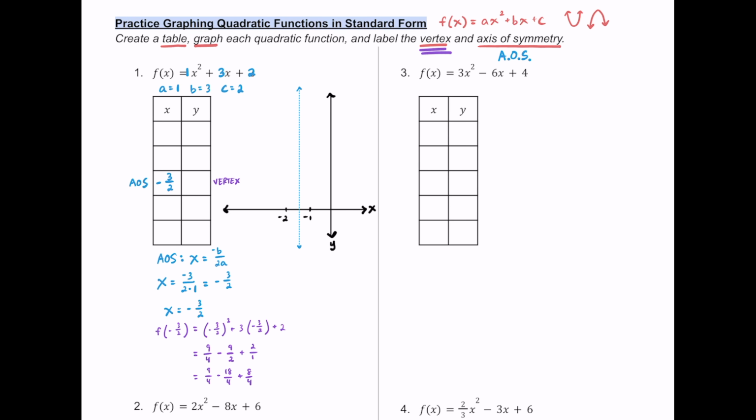Okay, so if we take 9, take away 18, that's going to be negative 9. Negative 9 plus 8 is going to be negative 1. So it's going to be negative 1/4. So when x is equal to negative 3 over 2, y is going to equal negative 1/4.